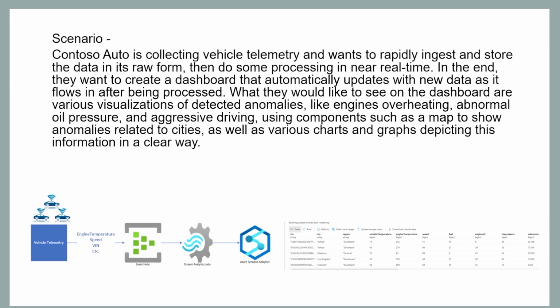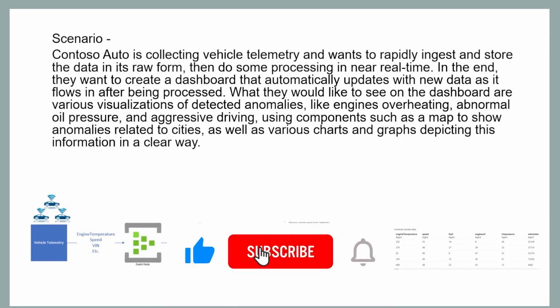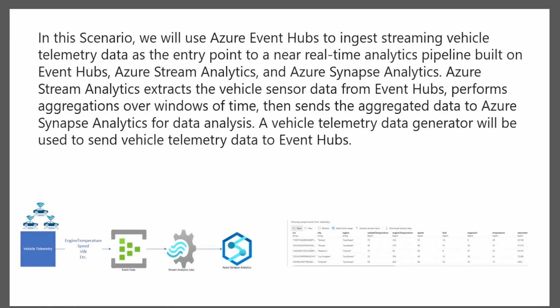These vehicles are sending data such as VIN number, city region, outdoor temperature, engine temperature, speed, fuel, engine oil, tire pressure, odometer, etc. For this demo, we are going to use a data generator tool which will send this vehicle telemetry to Event Hubs, and then we will connect Event Hub to Azure Stream Analytics, where we will run some grouping operations. All this output is going to be stored in Azure Synapse Analytics, which can later be used for building a dashboard or doing other operations.